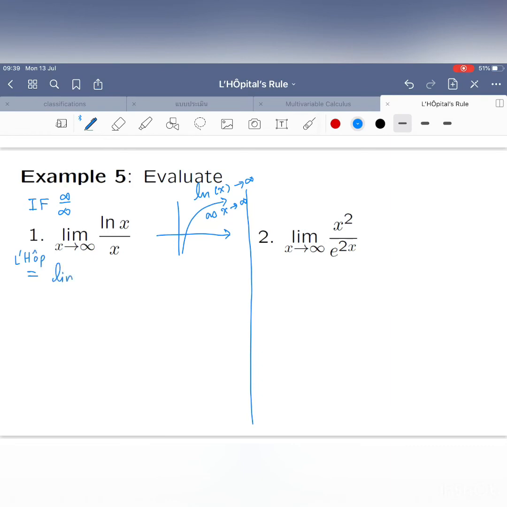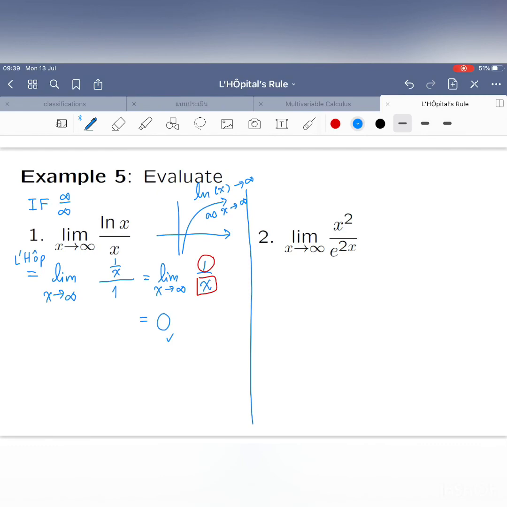So this is the limit as your x goes to infinity of the derivative of the top, which is 1 over x, and the derivative of the bottom, which is 1. This one is very simple because it is the limit of 1 over x as your x goes to infinity. As you can see, your top is fixed to be 1 and your bottom is getting larger and larger. So 1 over a huge number will go to 0. So this limit, the log of x over x as your x goes to infinity, equals 0.